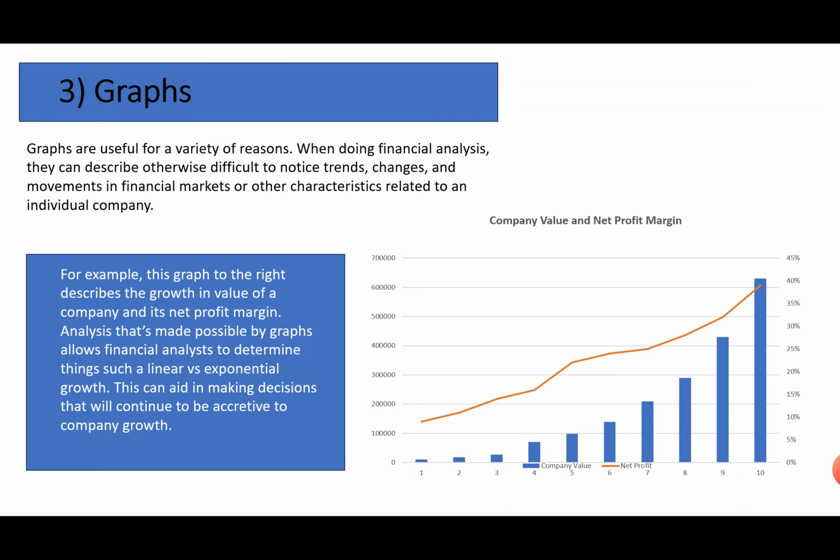So this graph is very simple. It just describes the growth in value of a company along with its net profit margin. You can see, relative to how much a company grows a year, how much their net profit margin increased. And this can aid in making decisions, hopefully, as a financial analyst, that will be accretive to the companies that you choose to invest in.